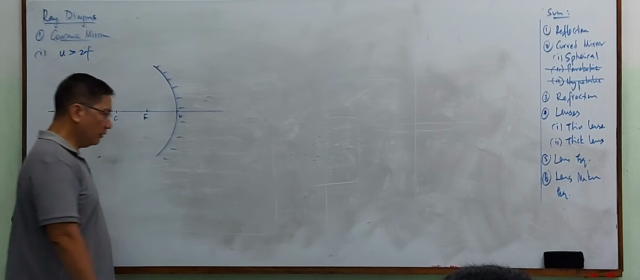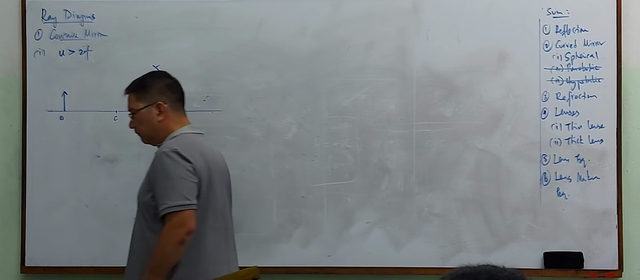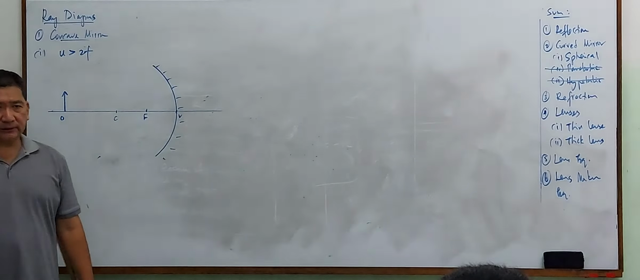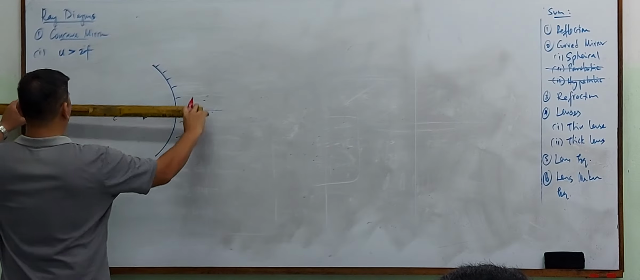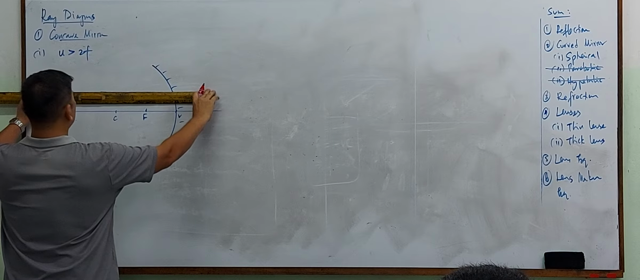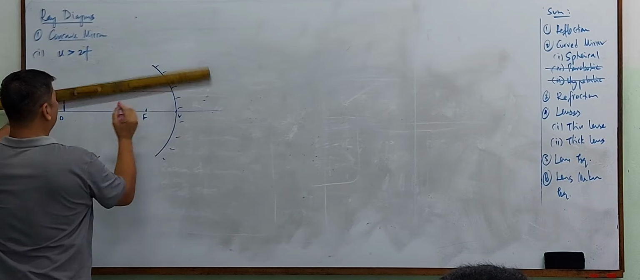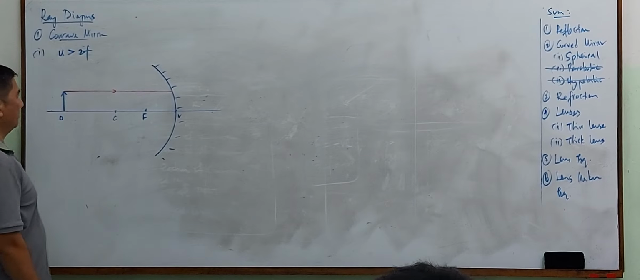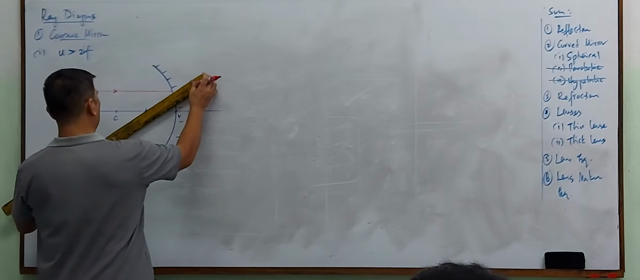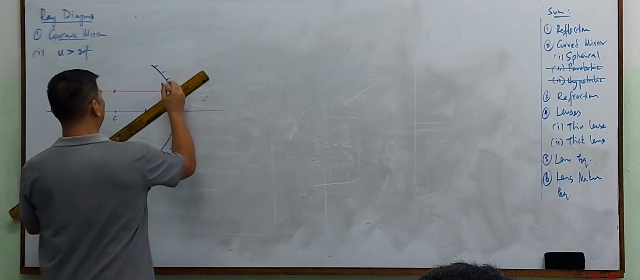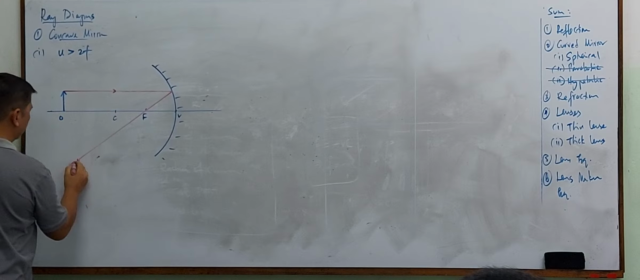Now, ray diagram, you have 3 lines. 2 lines to find the location of the image. The third line is to make confirmation of that. First line is always parallel with the principal axis. Any light ray that is parallel with the principal axis will be reflected through the focus point. So we call this one 1.